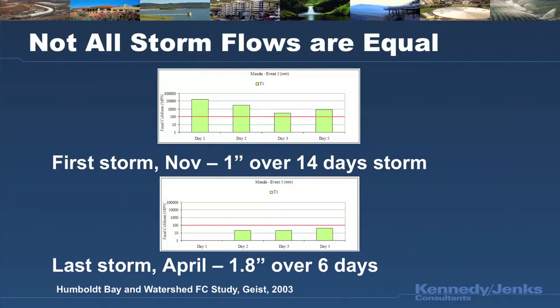So here's not all storm flows are equal. So we're looking at 2 storm events. The first was in November 1st, over a 14-day period. The last storm in April of the following year. The study in Humboldt Bay, which is a little bit further south from here, rains a lot more than Southern California, from a watershed study going into the Humboldt Bay by Geis in 2003.